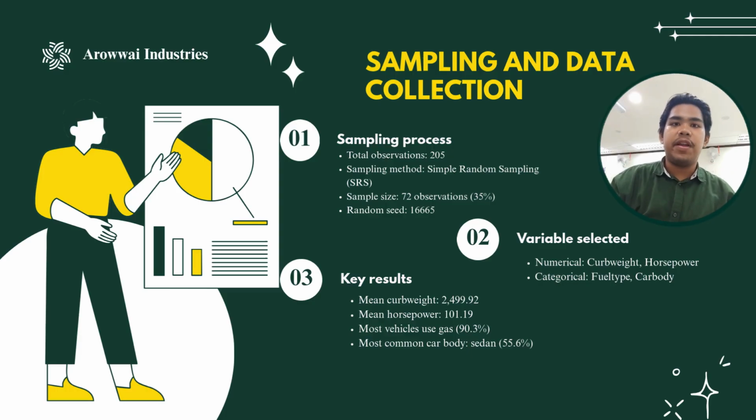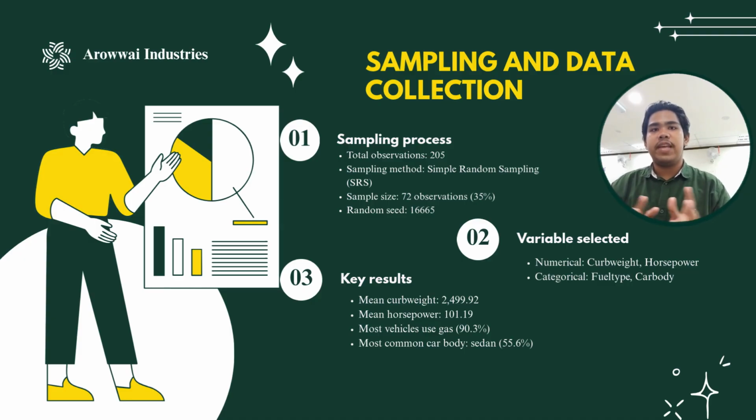We apply simple random sampling to the car price dataset by selecting 35% of the total 205 observations. Using a random seed of 16665, we obtain a sample of 72 cars. The variables analyzed were curb weight, horsepower, fuel type, and car body. The sample shows an average curb weight of 2,489, an average horsepower of 119, and is mainly composed of gas power vehicles and sedan body types.